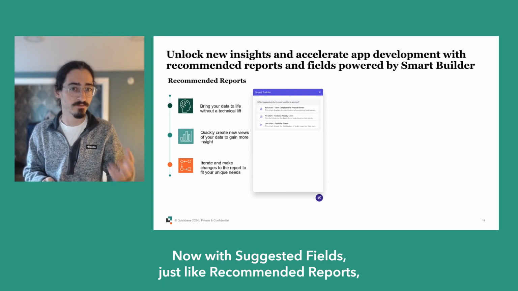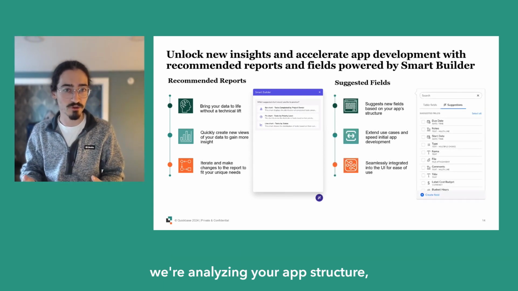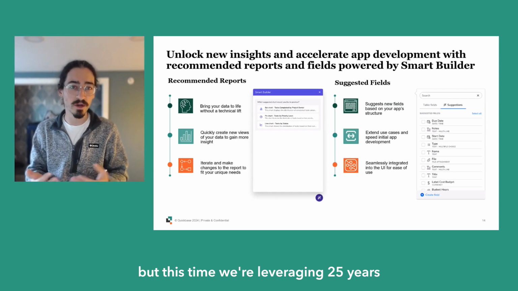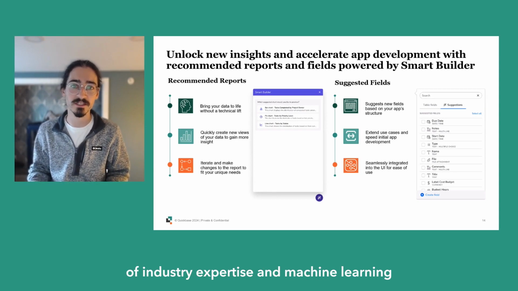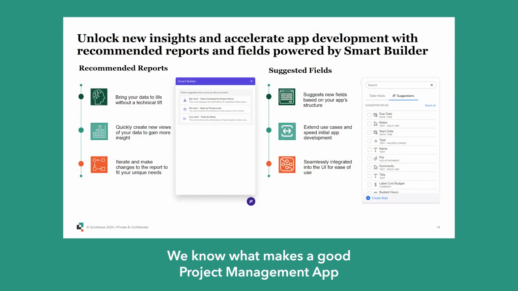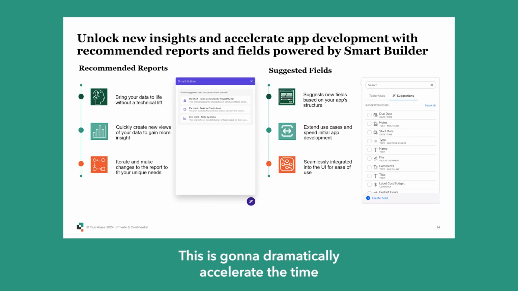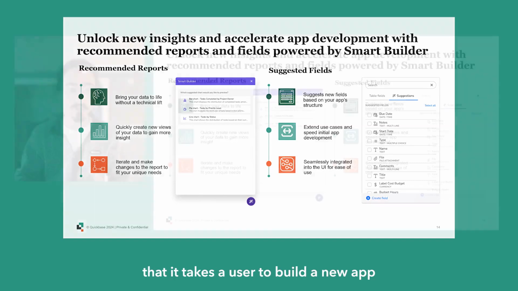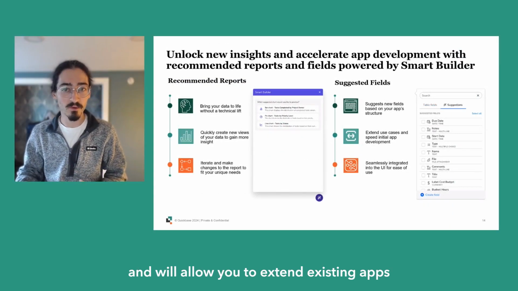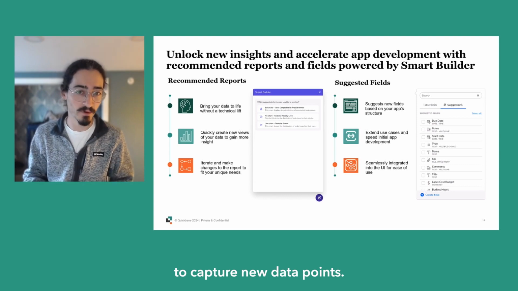Now, with suggested fields, just like recommended reports, we're analyzing your app structure, but this time we're leveraging 25 years of industry expertise in machine learning to suggest new fields to add to your table. We know what makes a good project management app because we've seen thousands of them. This is going to dramatically accelerate the time that it takes a user to build a new app and will allow you to extend existing apps to capture new data points.